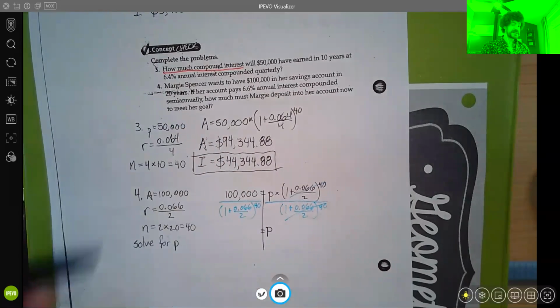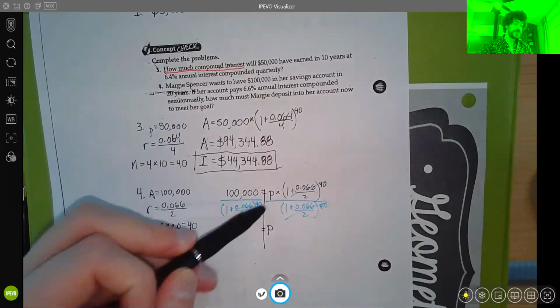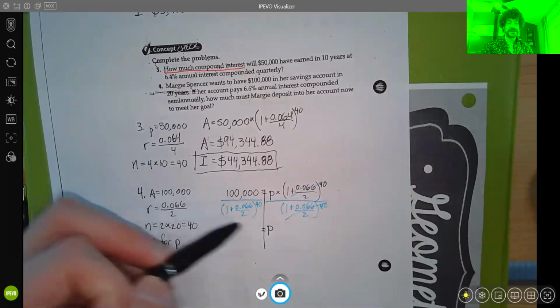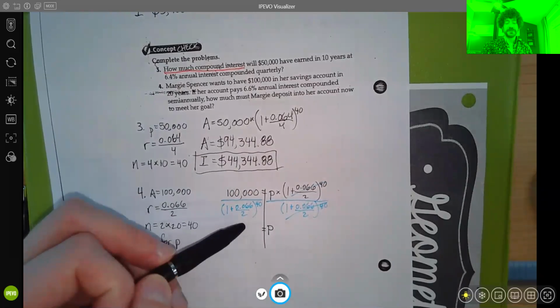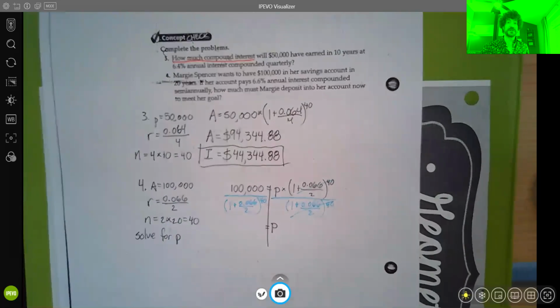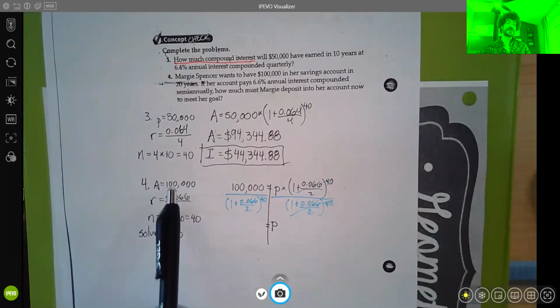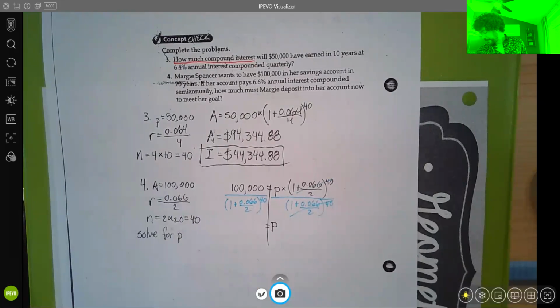So as long as we can type this correctly into the Desmos calculator, the 100,000 divided by all that, as long as we can type that in correctly, we'll be able to figure out what the value of P is, the principal amount, the amount of money that she needs to put in the account now in order to have $100,000 in her account in 20 years. So let's find out how much money she needs to invest.